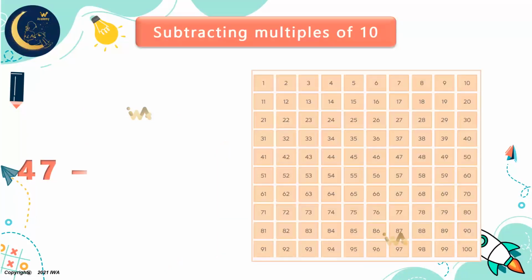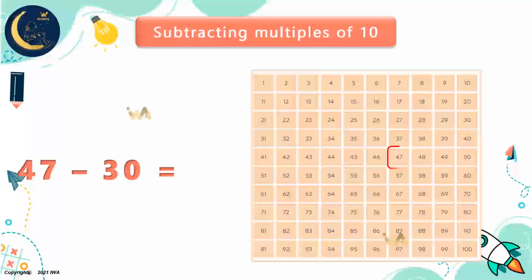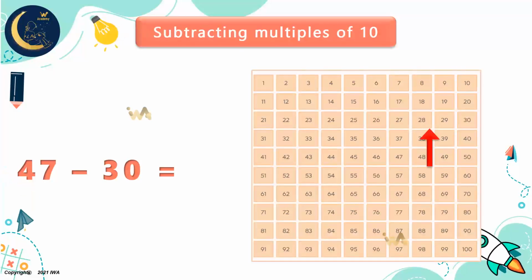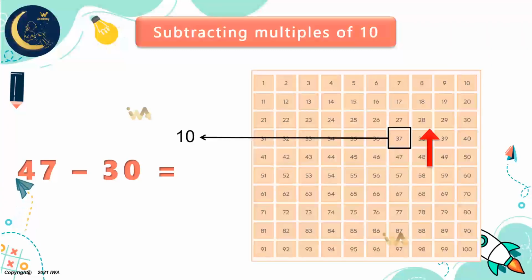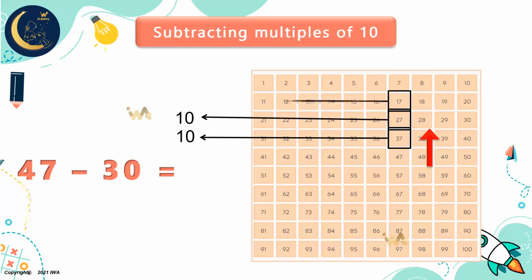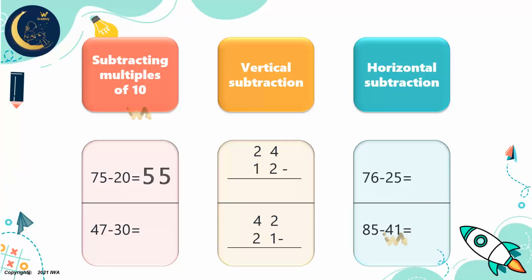We have 47 minus 30. We will use the 100 chart, which has the numbers from 1 to 100. Well, first we will find the number 47 on the chart. Here it is. Then we will count the multiples of 10 that we have, which is 30. And we will do this using a descending order. That means we move towards the top of the chart. Let's go. This is the first 10, then the second 10, then the third 10. So we have subtracted 30, and the result is 17. Let's put the answer 17 in this part.